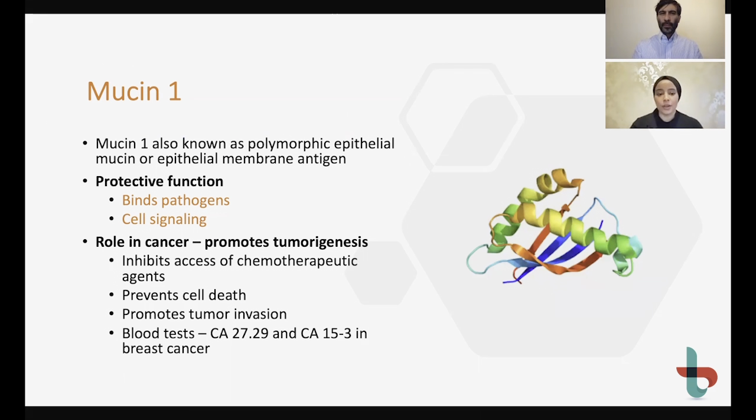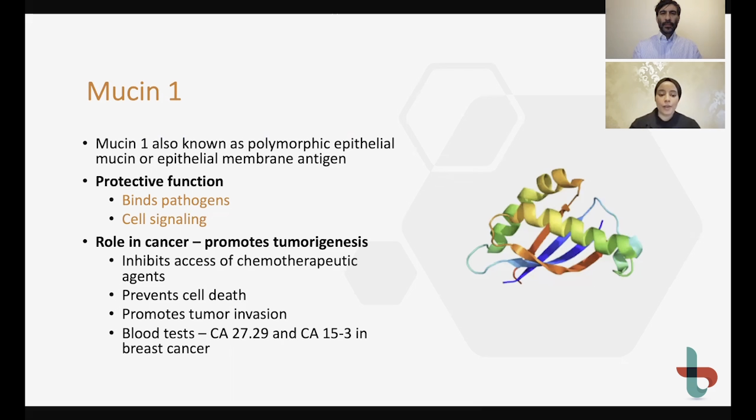Mucin 1 is also known as polymorphic epithelial mucin, or epithelial membrane antigen. Just like other mucins, it has a protective role, so it binds pathogens and also works in the cell signaling pathway. It has an important role in cancer, as it inhibits access to chemotherapeutic agents. As I mentioned before, these proteins are heavily glycosylated, so there are a lot of sugar molecules, and this creates a hydrophilic environment. However, a lot of chemotherapeutic agents are hydrophobic, so this will prevent access to the cancer cells.